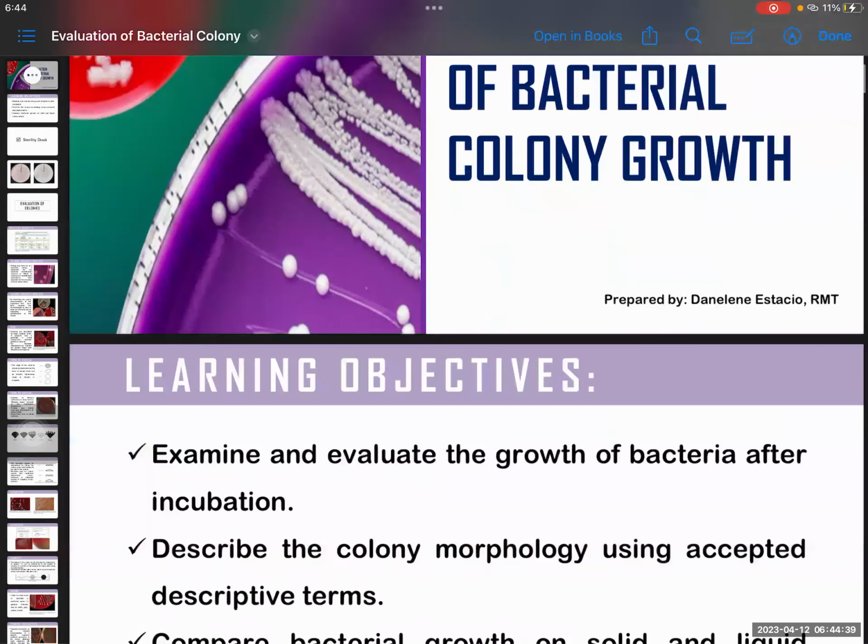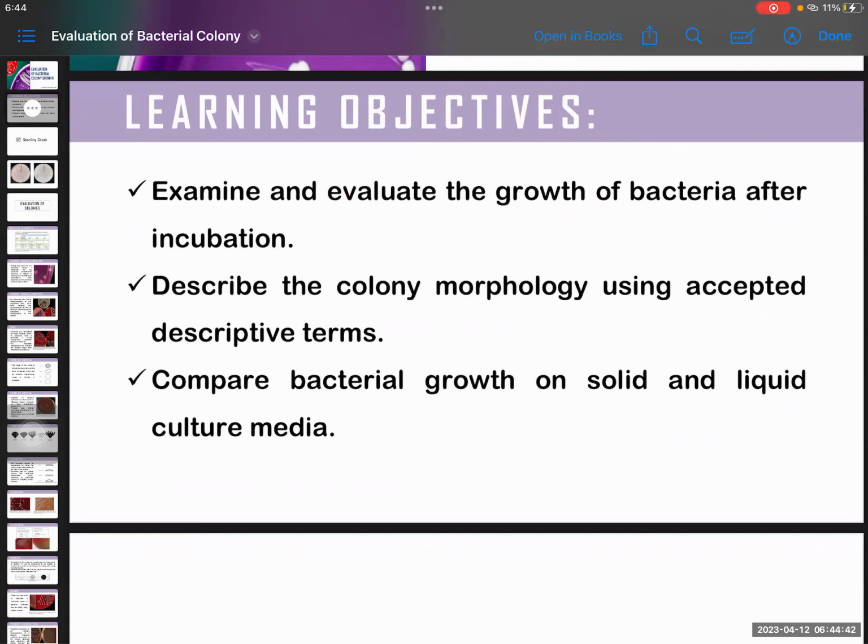So before we go along with our topic, what will be the learning objectives? First is for us to examine and evaluate the growth of bacteria after incubation. And how are we going to be able to do that? Of course, by describing the colony morphology using limited or accepted descriptive terms, and also for us to compare the growth on solid and liquid culture media. Since there's a difference in the composition of the culture media, we can expect a different type of growth on both of these media.